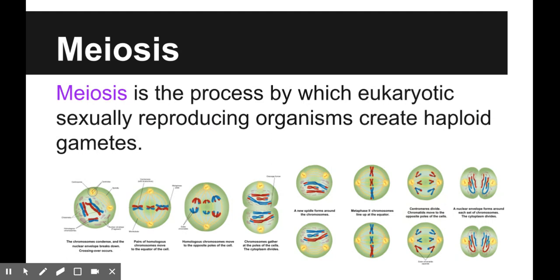Now, what we're going to study in this unit is meiosis. Meiosis is the process by which eukaryotic sexually reproducing organisms create haploid gametes. So we're going to look at what type of division leads to sperm cells, what type of division leads to egg cells, and we'll examine that process in depth.